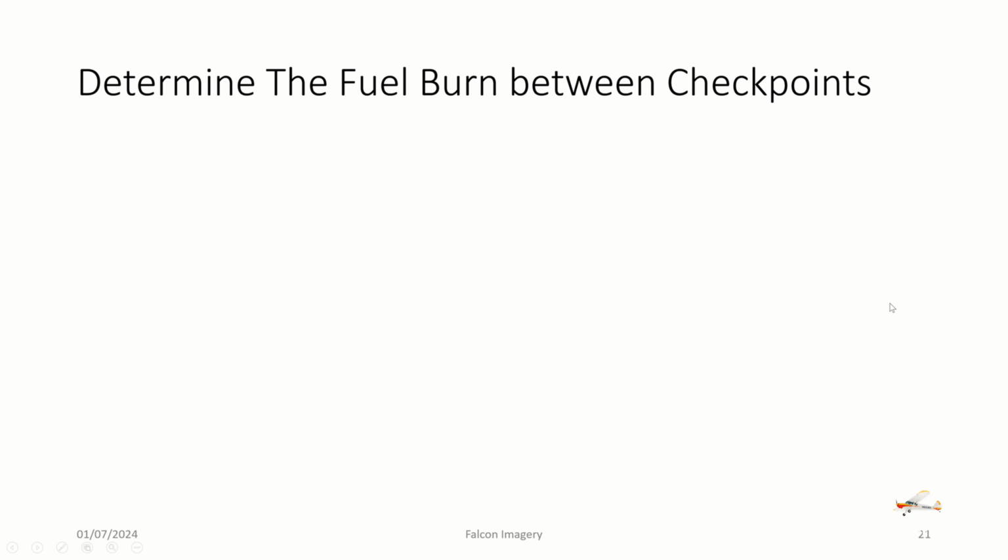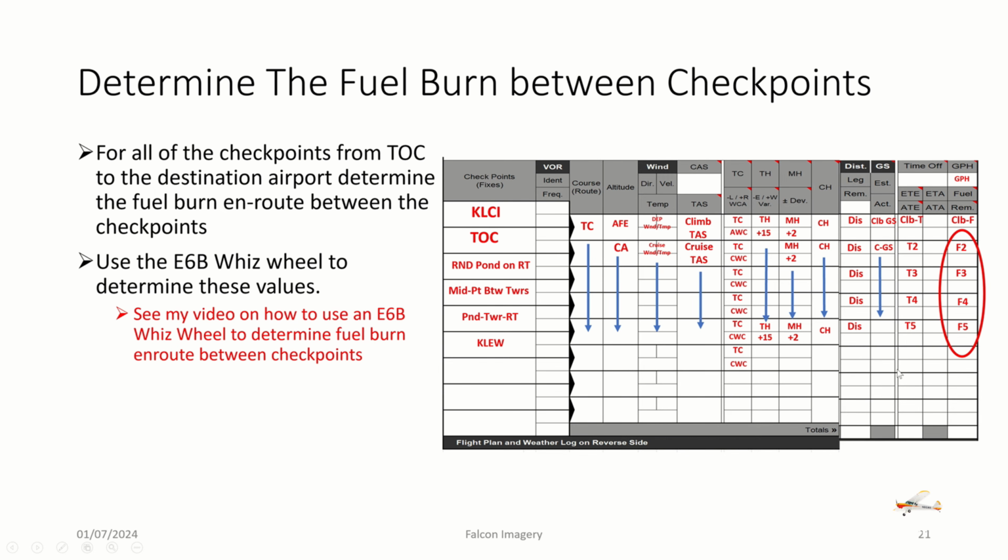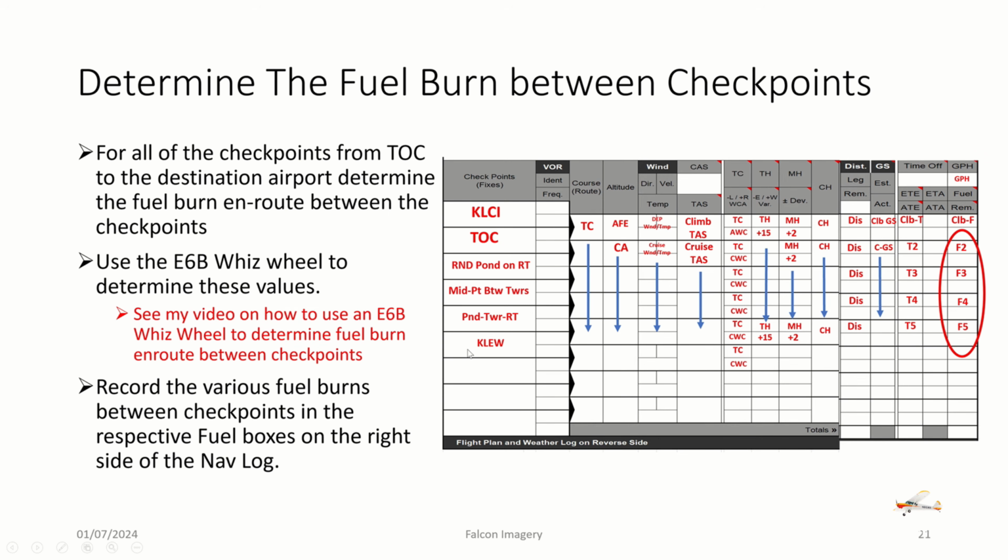Next, determine the fuel burn between the checkpoints. For all of the checkpoints from the top of climb to the destination airport, determine the fuel burn en route between the checkpoints. Again, using the E6B whiz wheel, you can do this, and I have a separate video on how to use the whiz wheel to determine fuel burn between checkpoints. Record the various fuel burns between the checkpoints and put them in the respective fuel boxes on the right side of the nav log, as you see here.